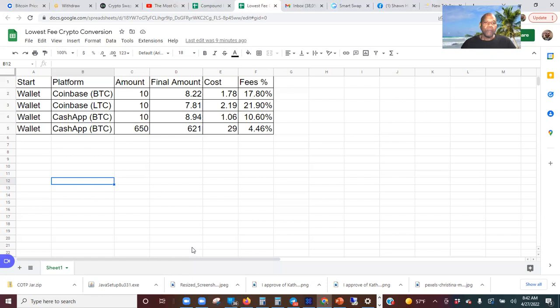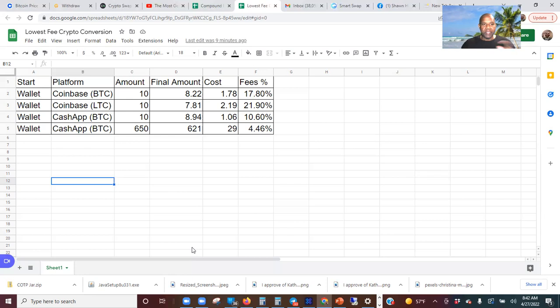Then I did the breakdown. That's $29. I would rather have it, but okay, I get it. The people have to make money too. That ended up being 4.4%. Now, guys, when I compared that to the rest, that turned out to be really, really nice. So it looks like the more that I send, the lower the fee.